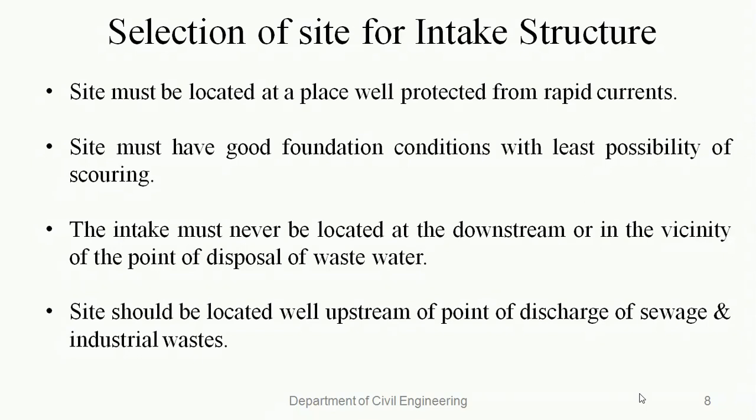The intake site must never be located at a downstream or in the vicinity of the point of disposal of wastewater. The intake site should be located well upstream to the point of discharge of sewage and industrial wastes. These last 2 points are particularly very important because by keeping them in mind, we can avoid the entry of harmful and biologically impure wastewater in our intake water conveyance system.